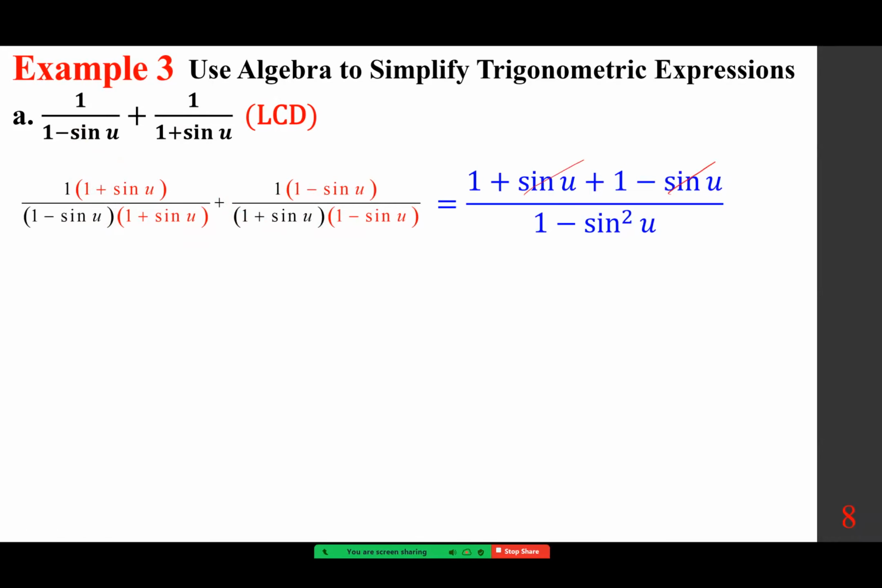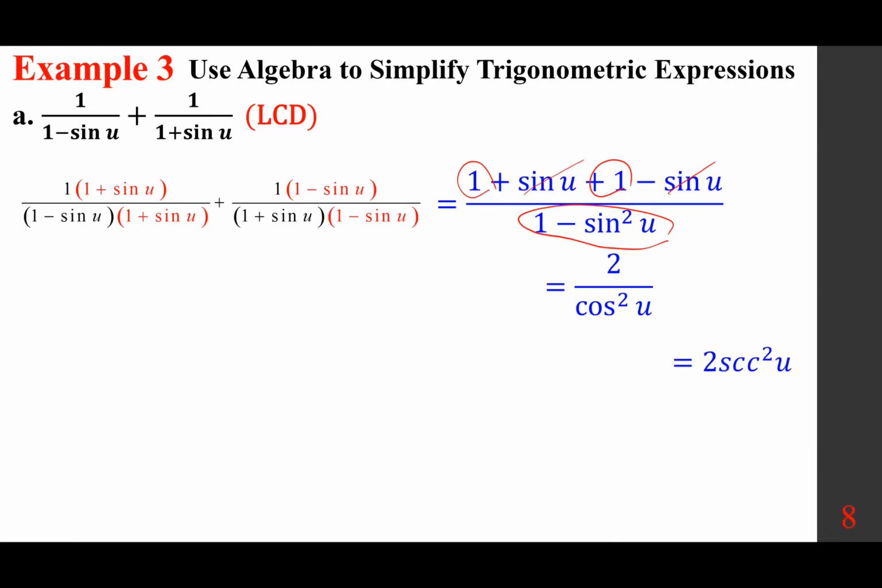Sine u and negative sine u cancel each other. 1 and 1, they add up to 2. And you remember this is cosine squared. So 2 is over cosine squared u. Cosine is 1 over secant, or secant is 1 over cosine. And so 2 secant squared u.